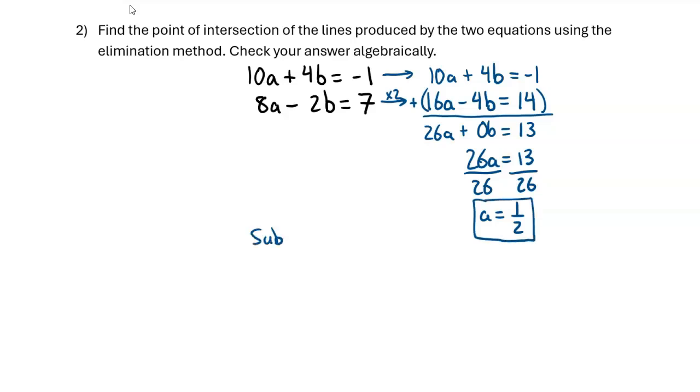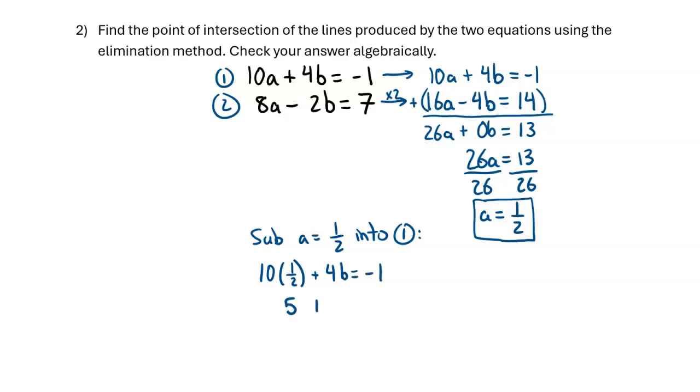So now what I need to do is I go back to the substitution method for this piece of it, and I just substitute a equals a half back into one of the two equations. I'm going to choose equation 1. And so I'm going to get 10a, a is a half, so I'm going to sub that in, plus 4b equals -1. 10 times a half is 5. 5 plus 4b equals -1.